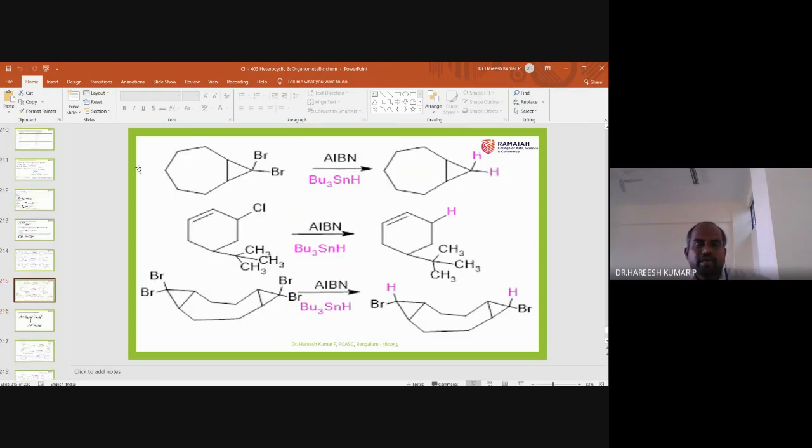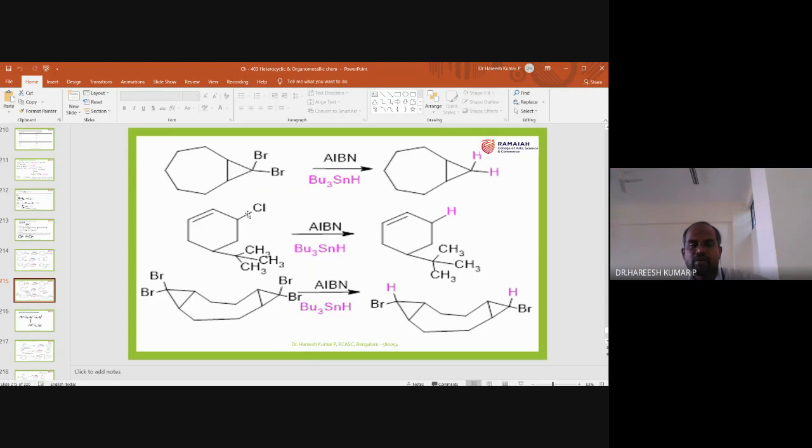So look here, this is a gem halide. And one more thing, it's a bicyclic compound, more particularly a 7-membered and a 3-membered ring bicyclic compound. Here you can observe that two are bromine itself. This is one bromine, this is another bromine. What is happening? This is a radical initiator, and both the bromines are replaced with hydrogen. So that is how the product is obtained.